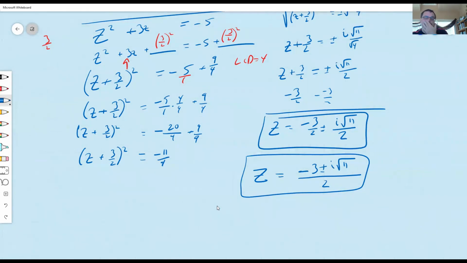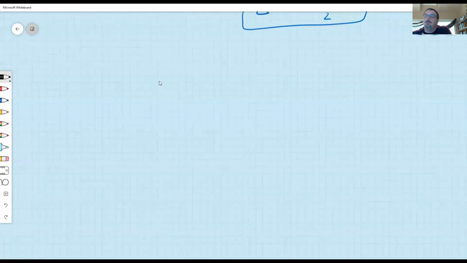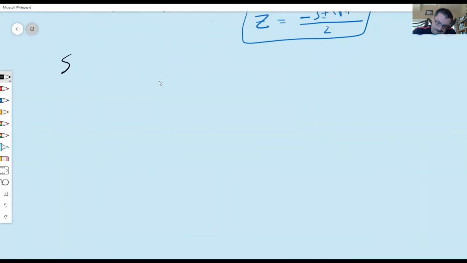All right, let's do one more problem. Let's do the kind of worst case. All the problems we've done so far, if you come up here, the number in front of z squared has been 1. Let's do one where the number isn't 1. Let's see how it plays out.